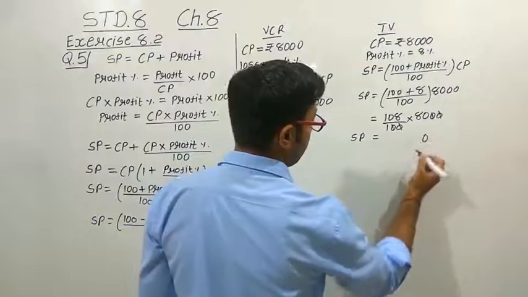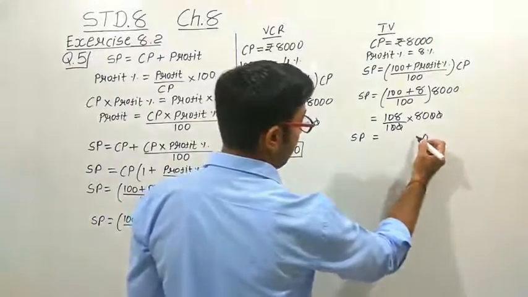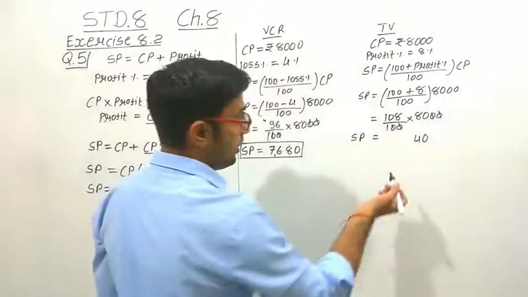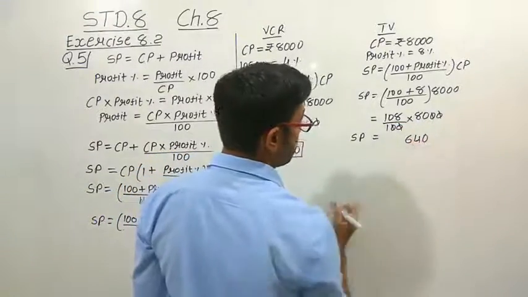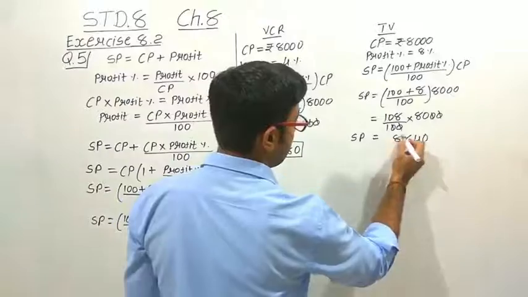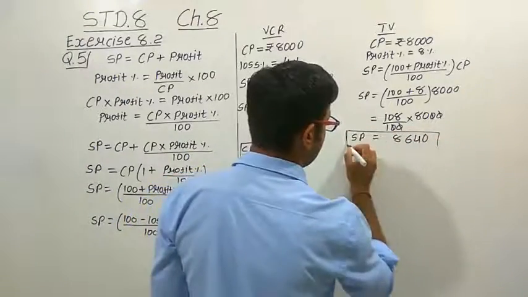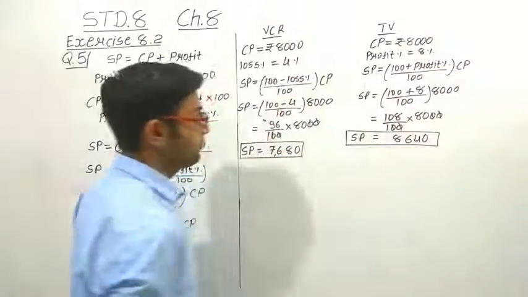So let us put 0 here, then 8 8s are 64, 4 is here, 6 is the carry, 8 zeros are 0, so we have to put 6 itself, and 8 ones are 8. So this is the selling price we get of the television.